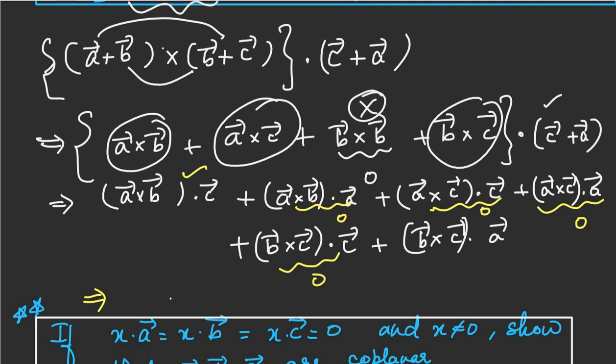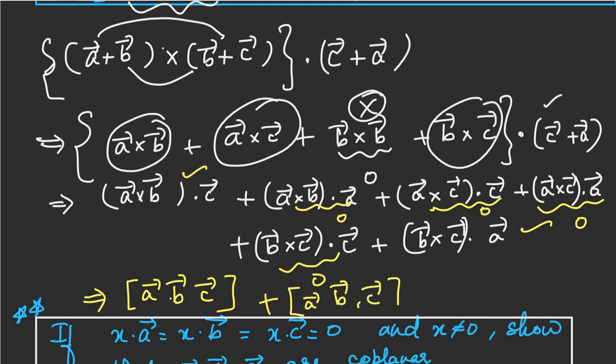Now we are left only with A cross B dot C, that is nothing but the box product of ABC, written in cyclic order, plus B C A, which is also in cyclic order, that is ABC. Now this gives us 2 times the box product of A vector, B vector, C vector.